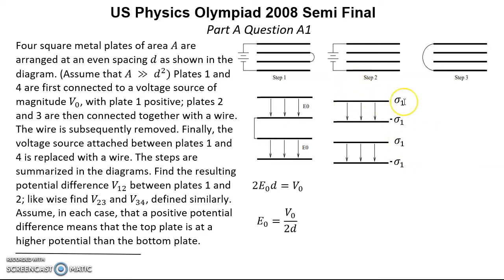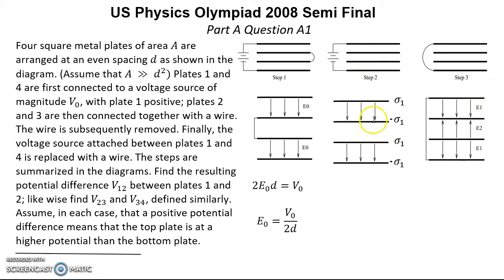And this charge sigma 1 and negative sigma 1 create electric field E0. And for the same reason, this charge and this charge create between them electric field negative E0. Now let's draw the last picture, when we connect the first and last plates. So this is the picture. Now we know that charges negative sigma 1 and sigma 1 create electric field negative E0.